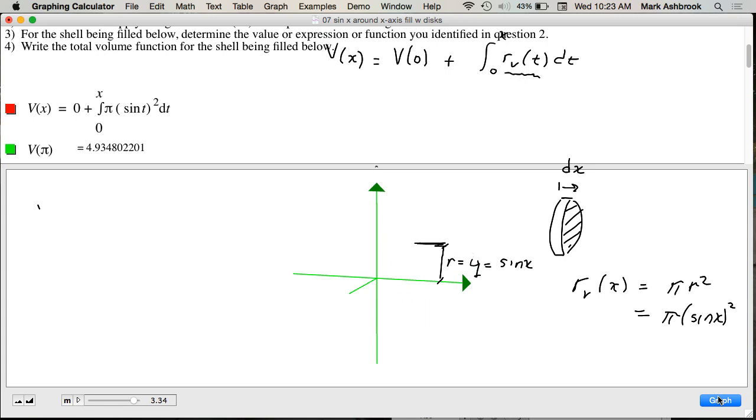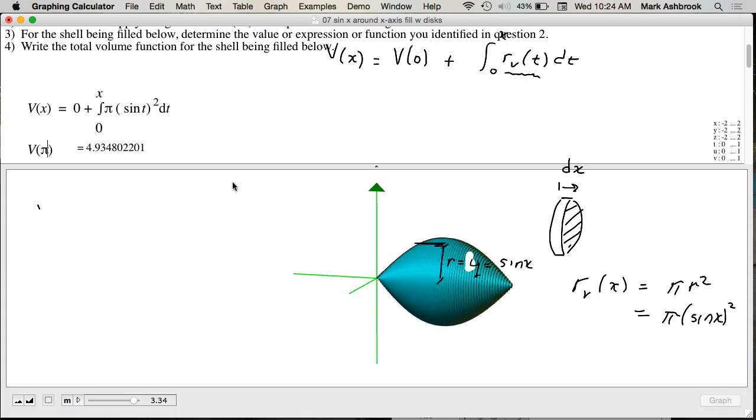And so look, GC tells us what that value is. It tells us that that volume is about 4.935, 4.9348. All right, now I want to represent half of that volume. How do I represent half of that volume? Is it V of pi over 2, or is it V of pi all over 2?